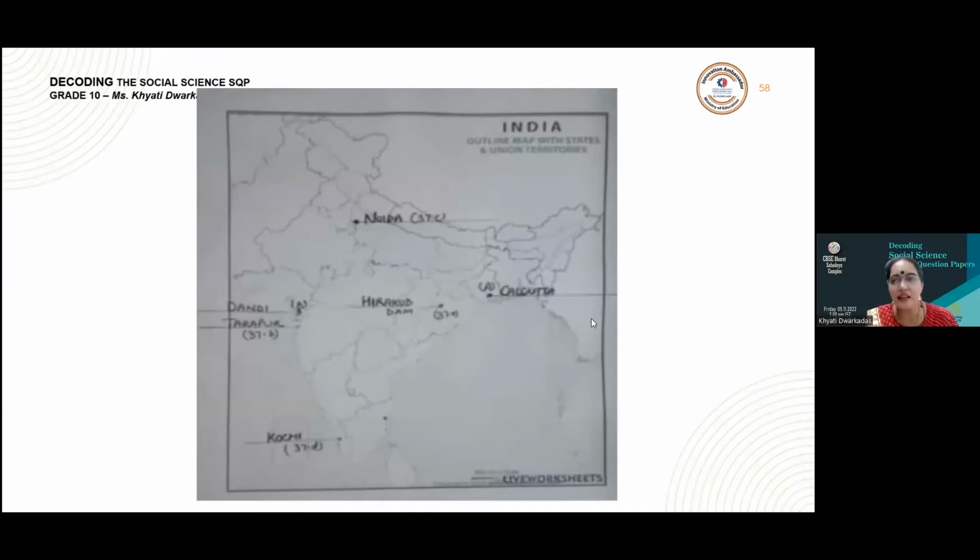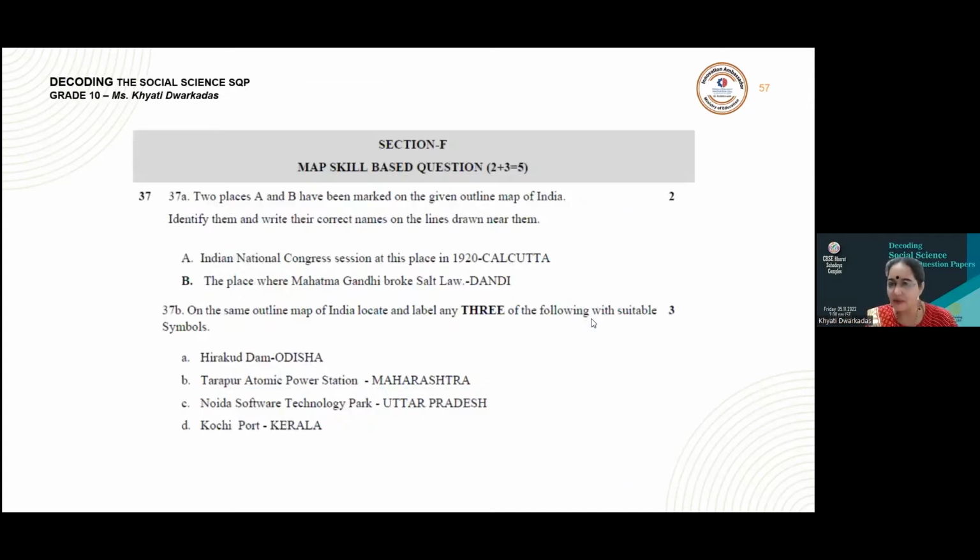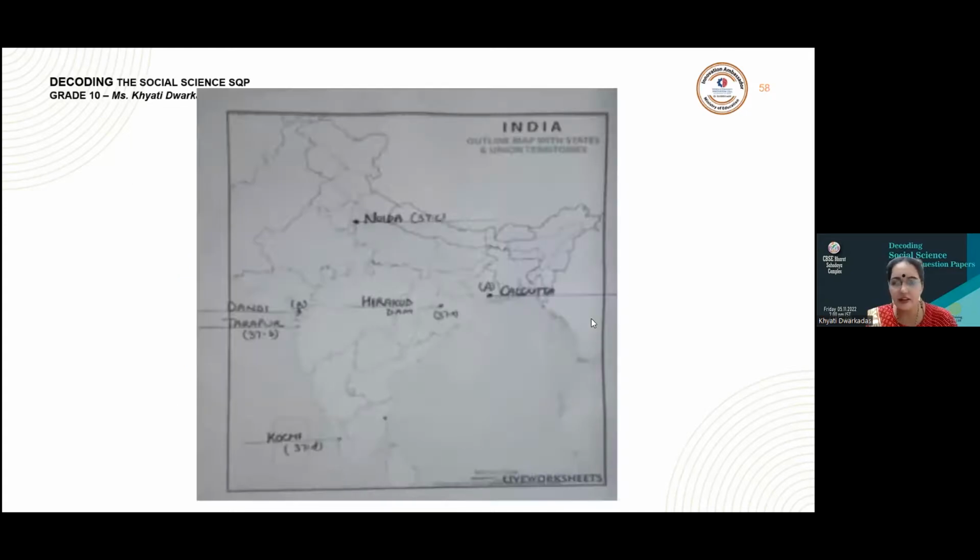Normally, history map has a couple of places, something like 9 places, which come for 2 marks. And they normally come for identification. Textbook has a political map. And here too, they give you a political map. In case of soils, it is a physical map.